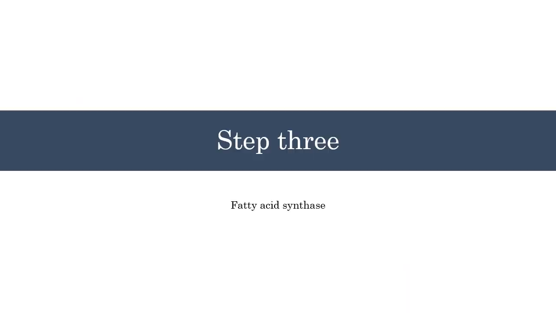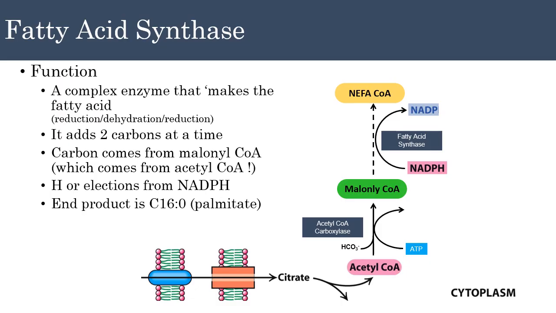Step 3, fatty acid synthase. So fatty acid synthase, its function is really to build that NEFA-CoA. It is a complex of enzymes that makes fatty acids through a series of steps of reduction, dehydration, and reduction. It adds 2 carbons at a time, which is supplied from malonyl CoA, which again, remember, is coming from acetyl CoA, which is coming from the citrate cleavage pathway. It needs hydrogen ions or electrons, which is supplied through NADPH.